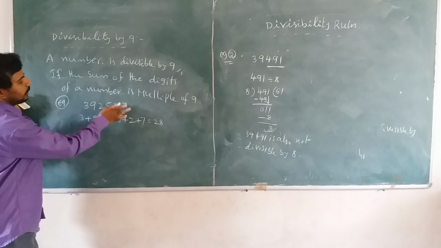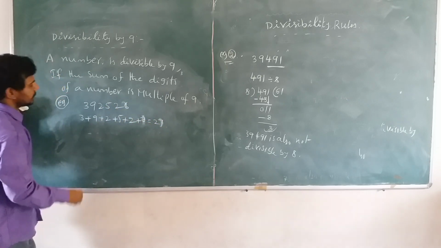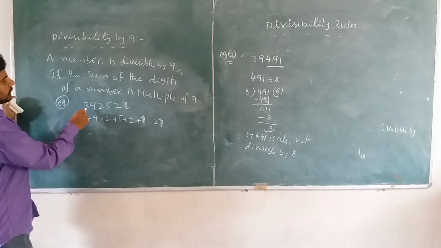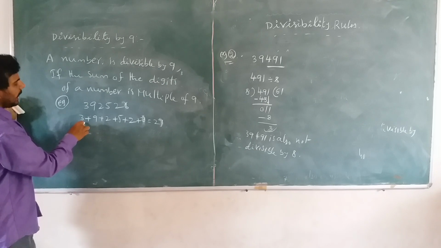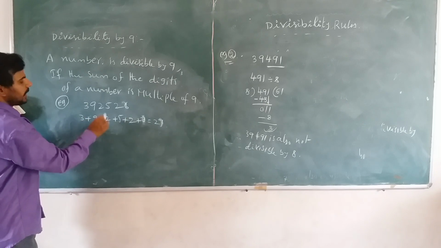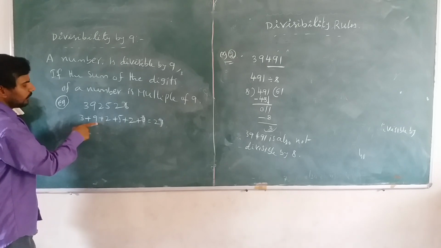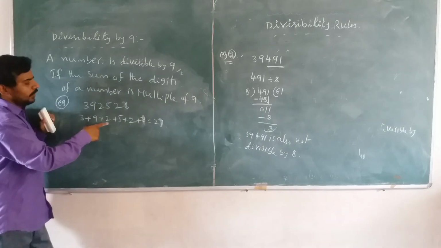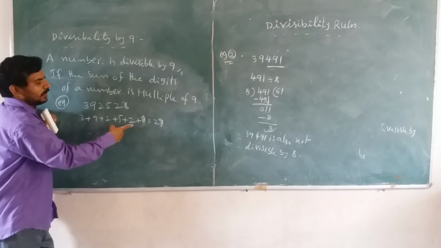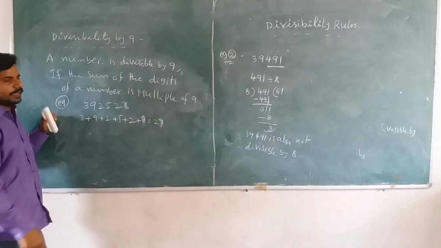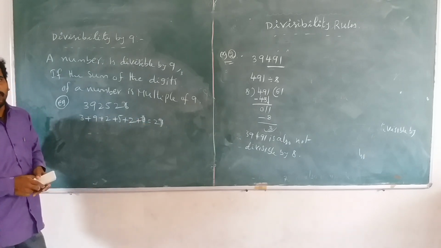28. Or better to take here 6 children. Sorry, here 6. Here 27. Once again children, the given number is 392526. The sum of the digits: 3 plus 9 plus 2 plus 5 plus 2 plus 6. 3 plus 9, 12. 12 plus 2, 14. 14 plus 5, 19. 19 plus 2, 21. 21 plus 6, how much children? 27. What is the 27? This is the multiple of 9.